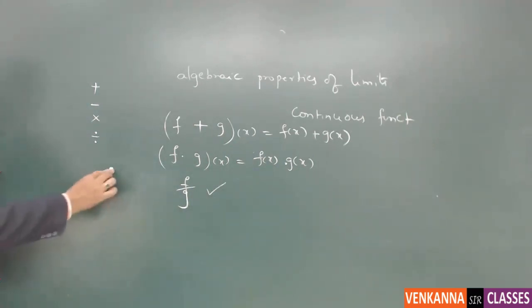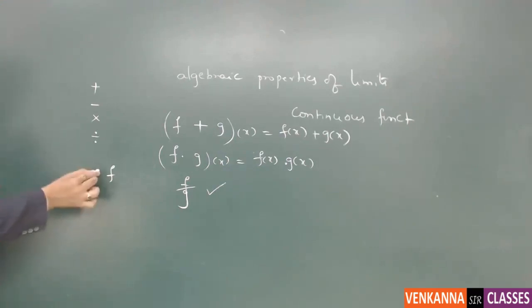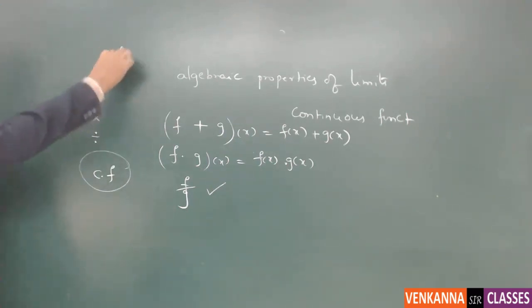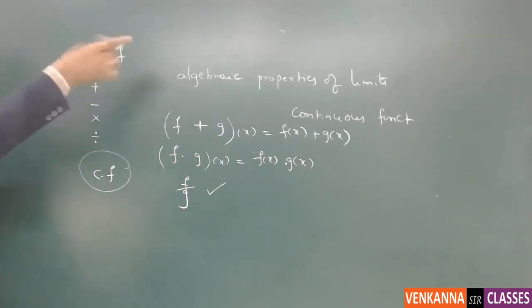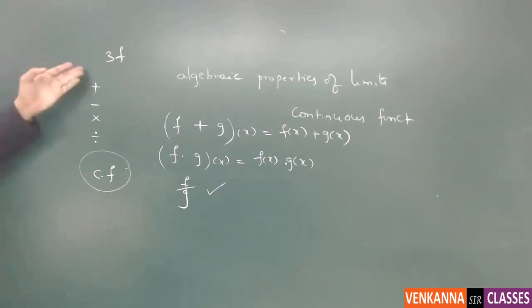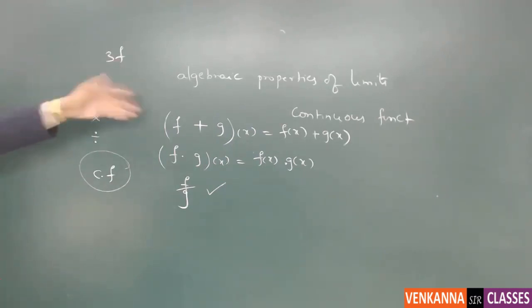And one more property, if f is a continuous function, whenever you multiply it with a number, say cf, it is also continuous. If I say f is a continuous function, then I can say 3f is also a continuous function. Like that, if f is continuous, then minus 1 into f is also a continuous function. Is that clear to all? The algebraic properties.